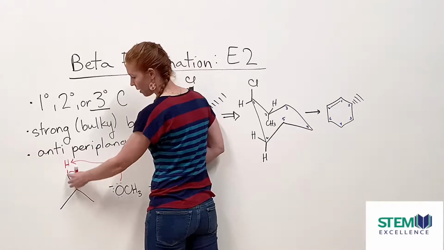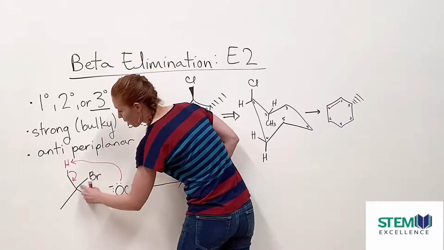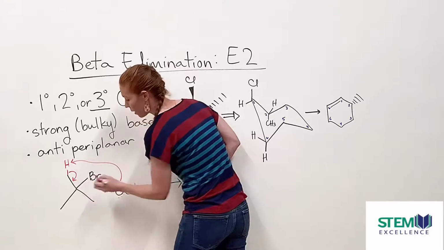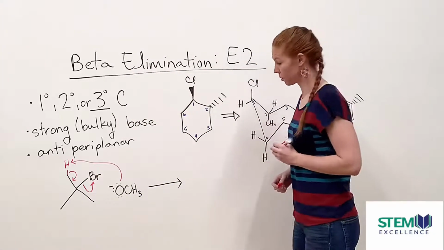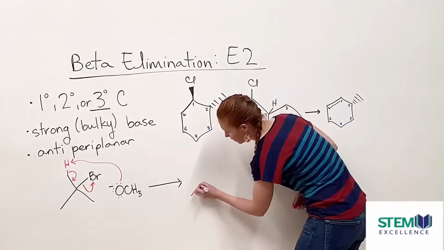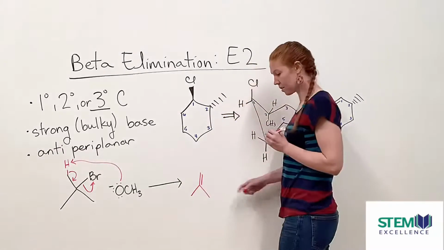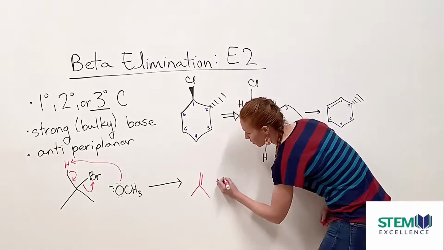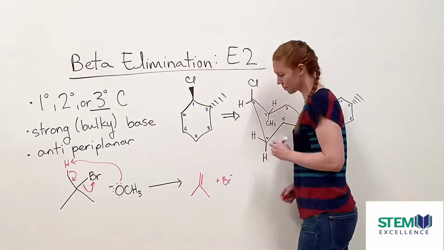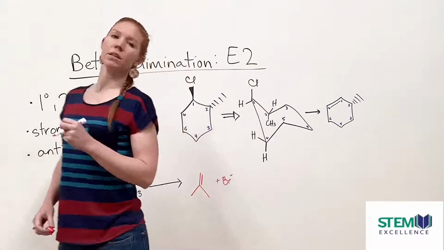The electrons that are in this carbon-hydrogen bond are going to move to form a double bond between our alpha and beta carbons, and then our carbon-bromine bond will break, and those electrons are going to go with the leaving group. This gives us, for our products, a double bond between our alpha and beta carbons, and the leaving group with its electrons. Let's look at another example.